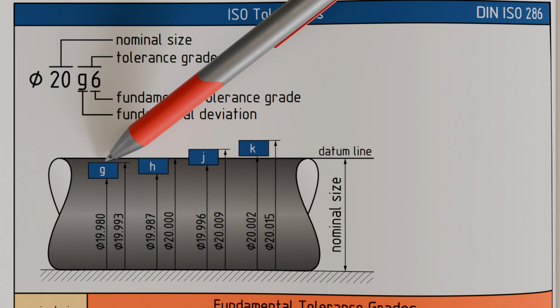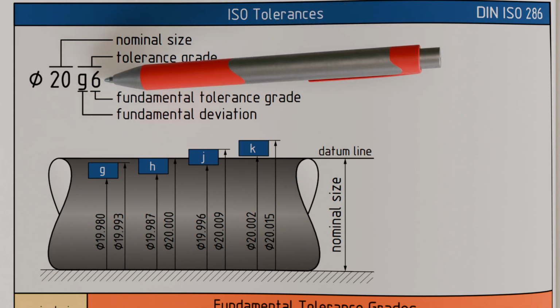Let us first summarize the most important points about ISO tolerances. The tolerance grade consists of a letter and a number.